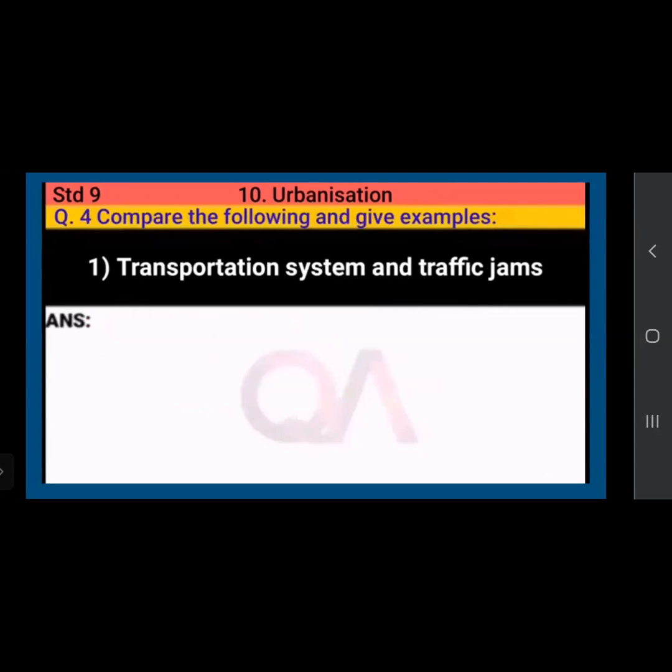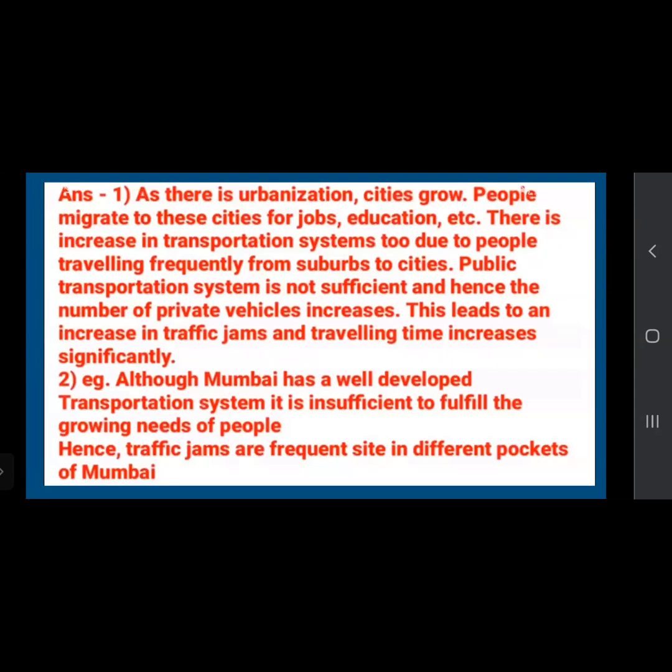Compare the following and give examples. Now as there is urbanization, cities grow, people migrate to these cities for job, education, etc. There is increase in transportation too, due to people traveling frequently from suburbs to cities. Public transportation system is not sufficient and hence the number of private vehicles increases. This leads to an increase in traffic jams and traveling time increases significantly.